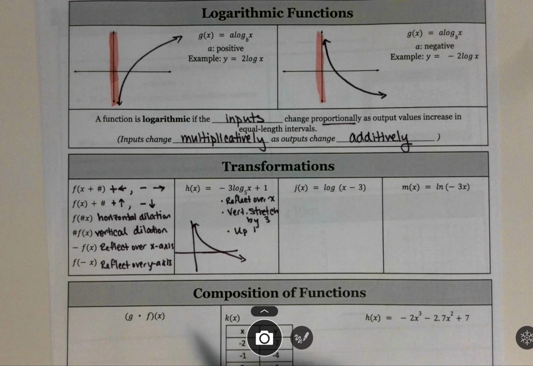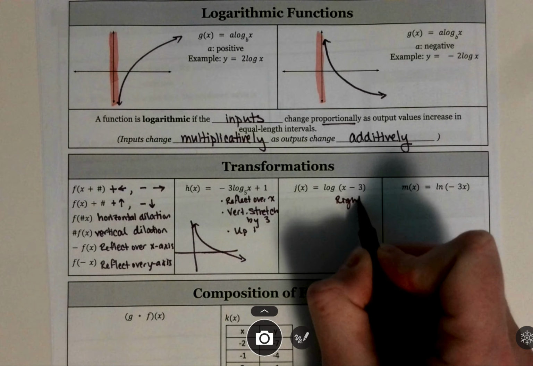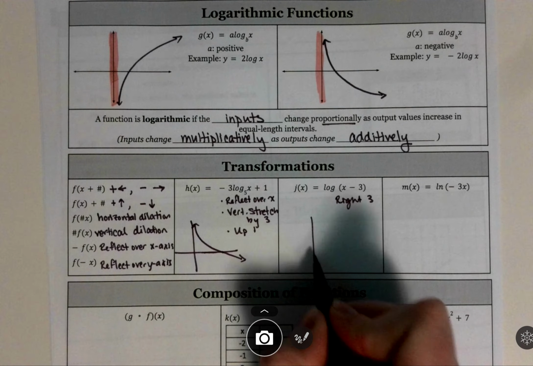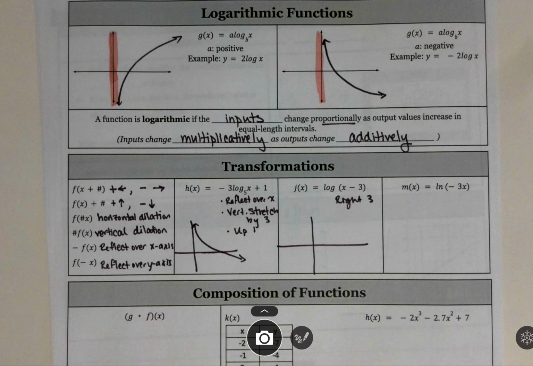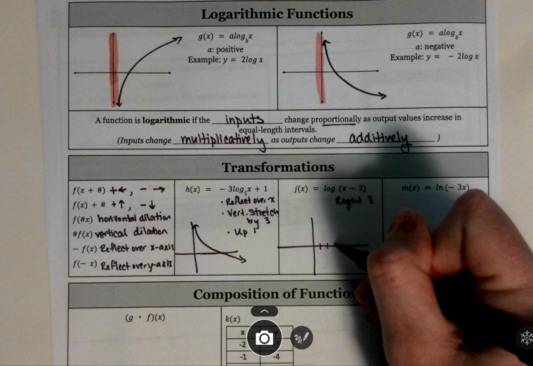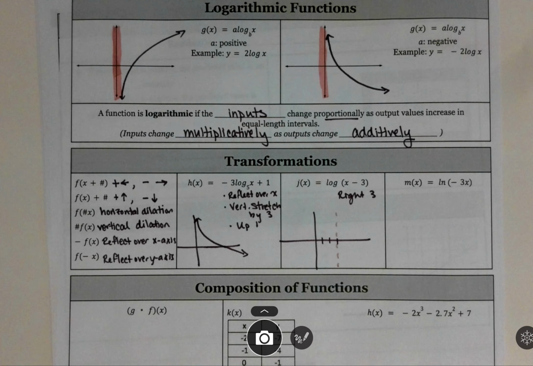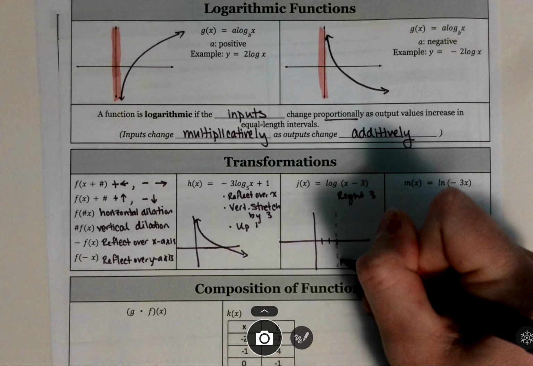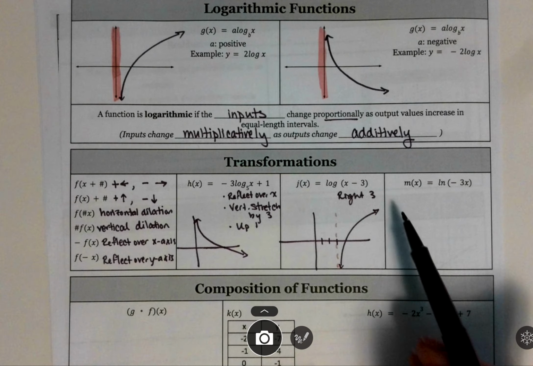For this one, the only transformation is that it is going right 3. And so if I were to graph this, instead of my asymptote being at x equals 0, my asymptote is at x equals 3 because I shifted it right 3. So my graph looks like this. My number in front of the logarithm is still positive, so it is increasing.